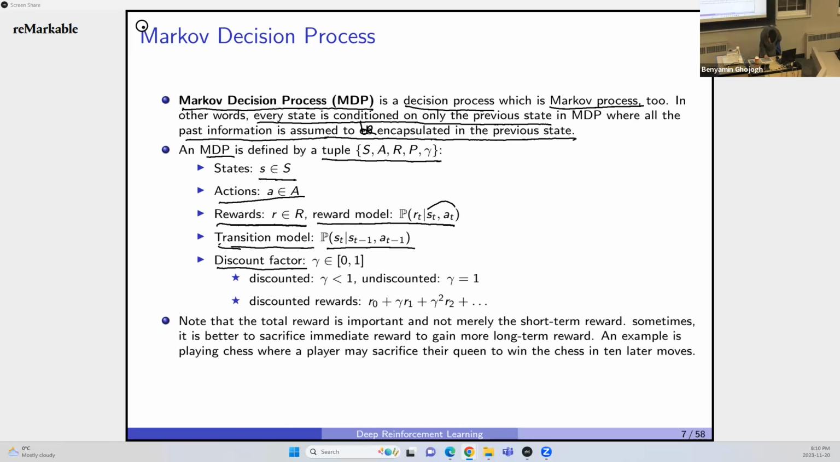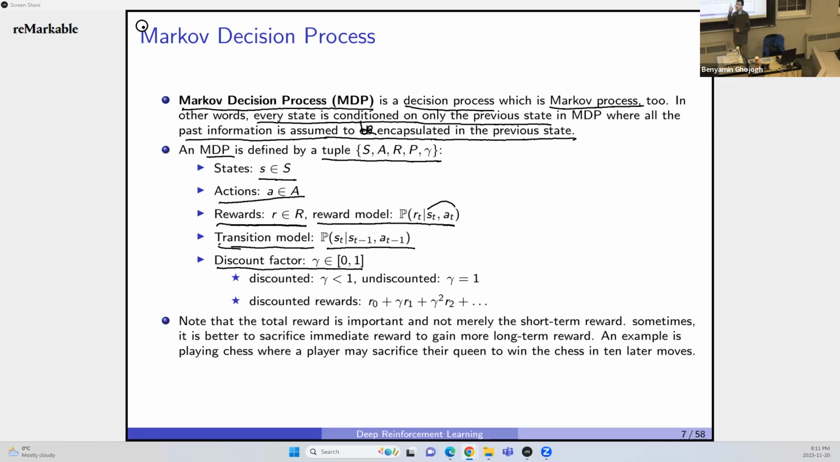Discount factor, what does it mean? Assume I'm playing chess, a chess game. I sacrifice my queen. You might say, what a horrible player I am. But I might know that if I do that, in 10 moves, I will win. Did I do a good job or bad job? I did a good job, right? So the long-term reward is important, not immediate reward.